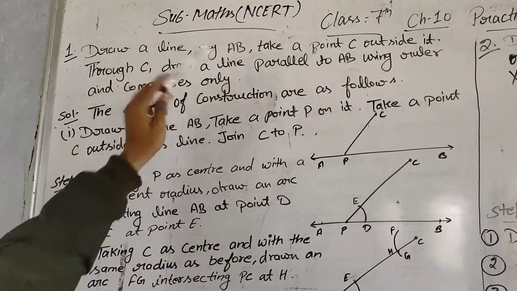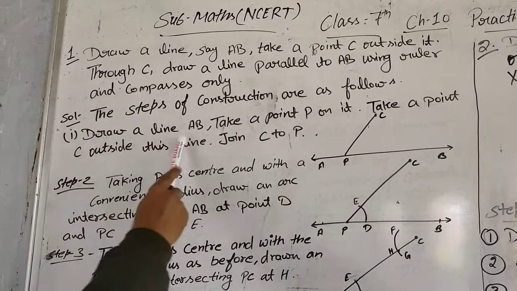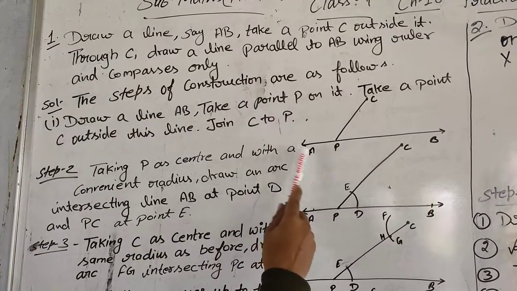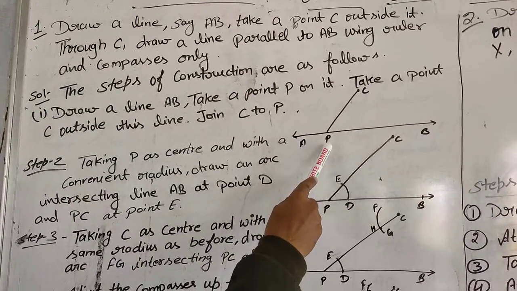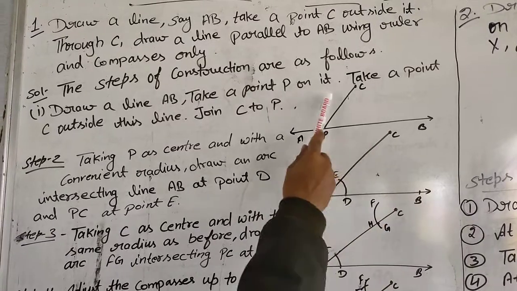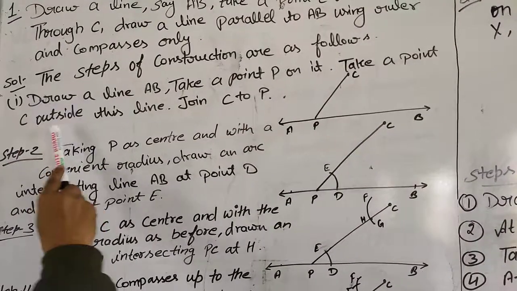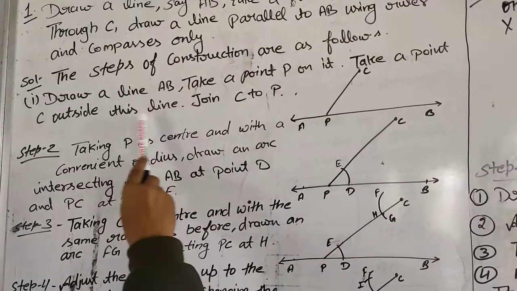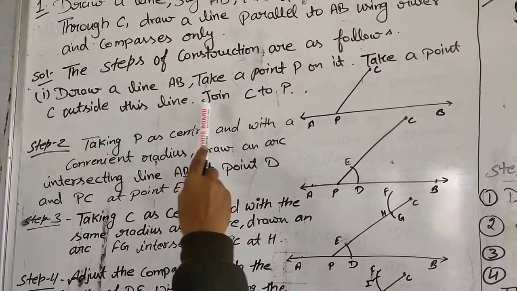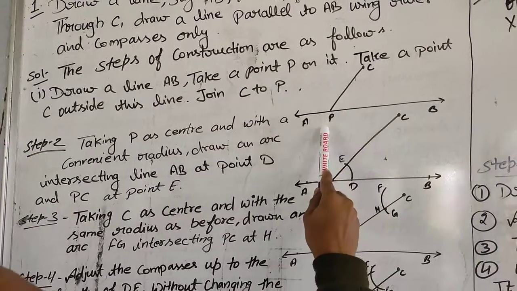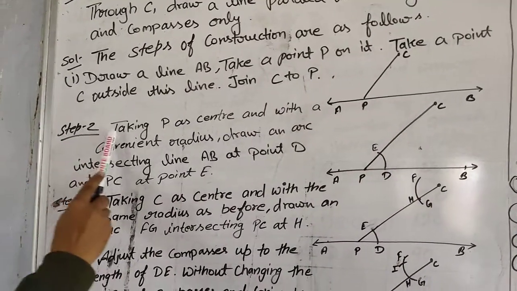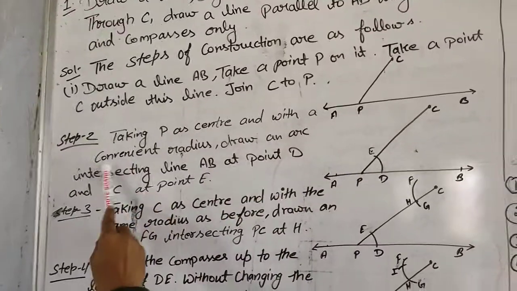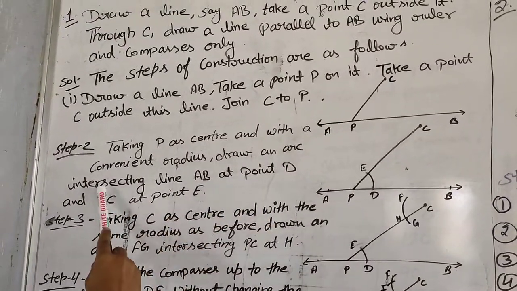Draw a line, say AB. Take any point P on AB. Take any point C outside. Join C to P.